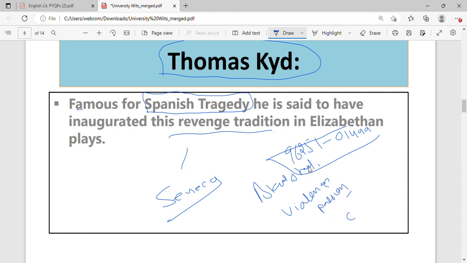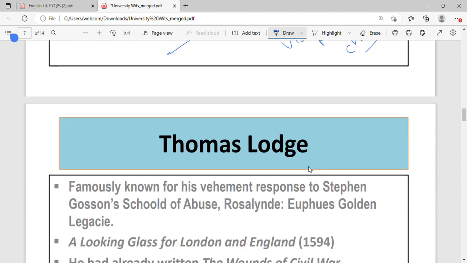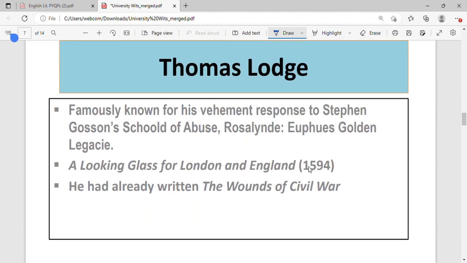We have a chorus as well. We are being informed through the chorus at the very beginning. There is a group of people who are singing the chorus and trying to provide us the information on what is happening in the play. So all of these are the characteristics of Senecan tragedies.